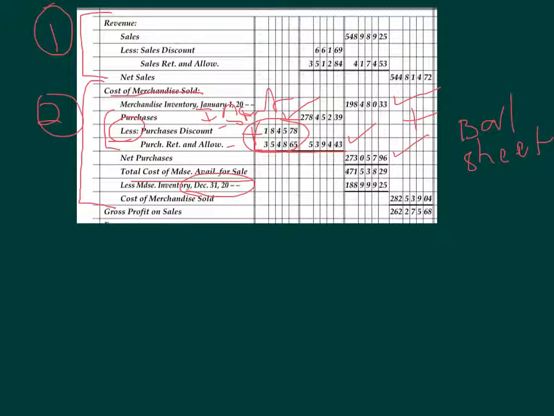That ending inventory will be subtracted from what you had available to sell to get your cost of merchandise sold, $282,539.04.